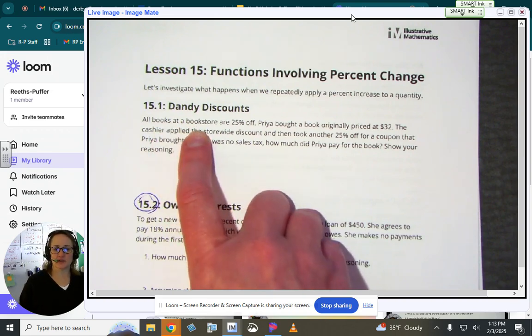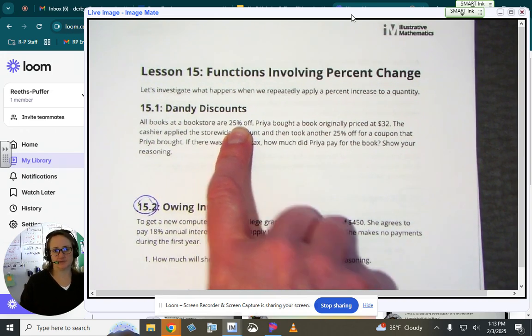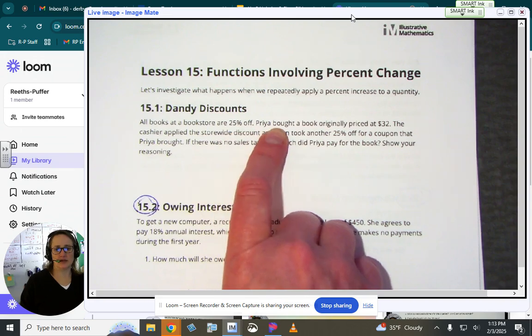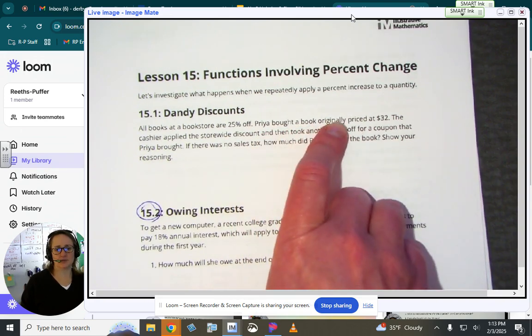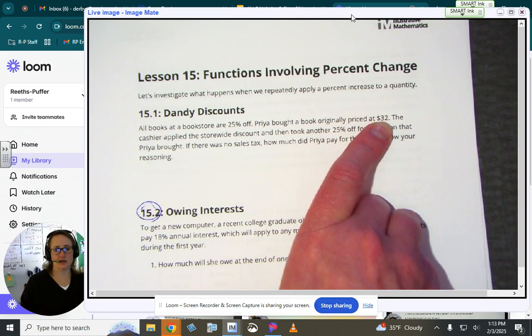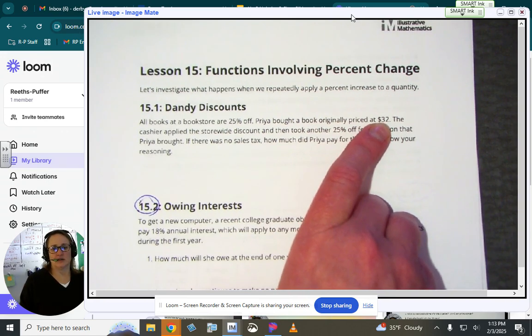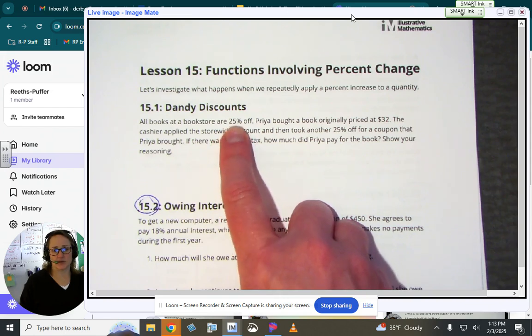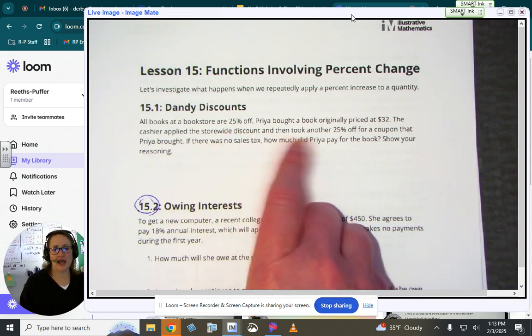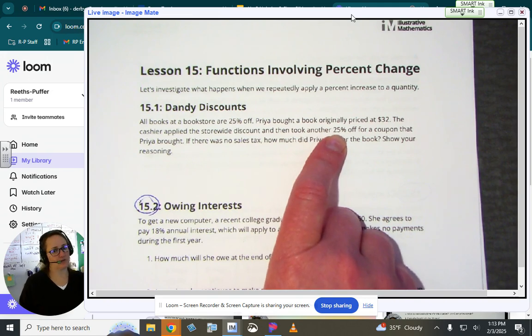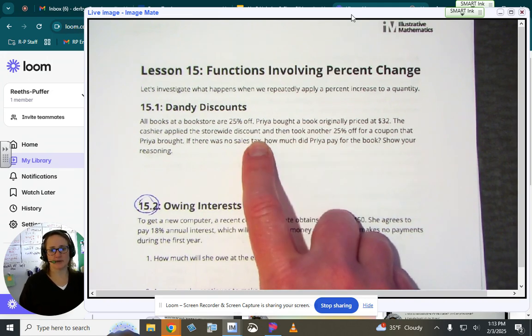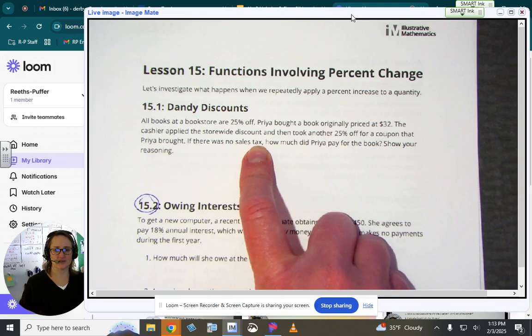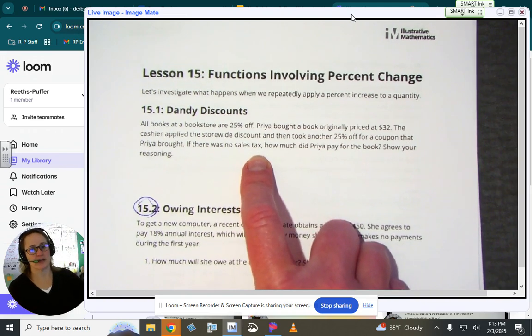All books at a bookstore are 25% off. Priya is buying a book that was originally priced at $32. The cashier applied a store-wide discount of 25% and then took another 25% off for a coupon that she bought. And we're going to say there's no sales tax. We want to see how much she pays for the book.